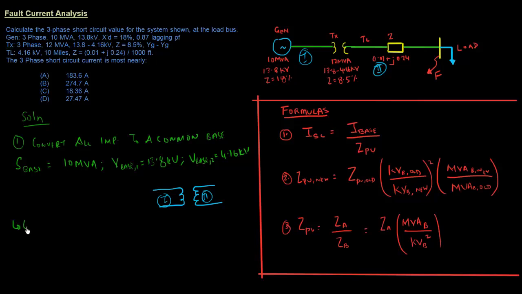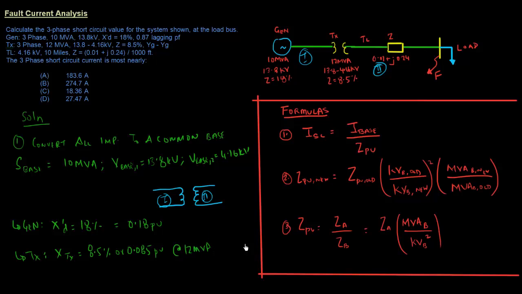So let's look at the generator first. We've been given the transient reactance as being 18%. This is already at a base of 10 MVA and 13.8 kV. It's on the primary side of the circuit. So we can just straight away write that as 0.18 per unit. Let's look at the transformer. We've been given an impedance. This impedance we're going to assume is primarily inductive. So we're going to write that X_TX is 8.5% or 0.085 per unit. But we have to remember that this is at a 12 MVA base.